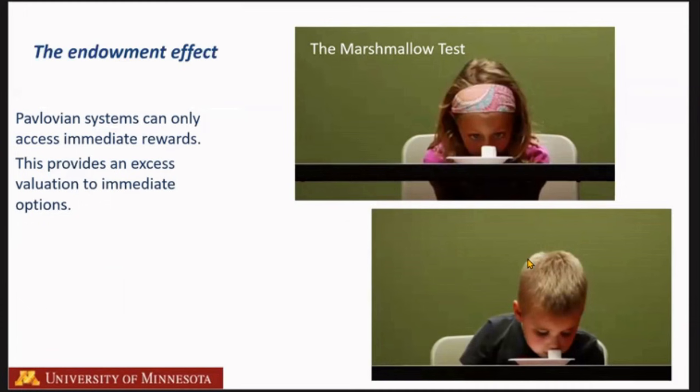And so this gives you interesting processes where we can see consequences. This circuit is only about immediate rewards. This provides an excess valuation to immediate options. And so how many people have actually heard of the marshmallow test? Okay, some. So the marshmallow test is wonderful. If you haven't, go find the videos, because they are beyond wonderful. There are lots on YouTube and Vimeo and things like that.